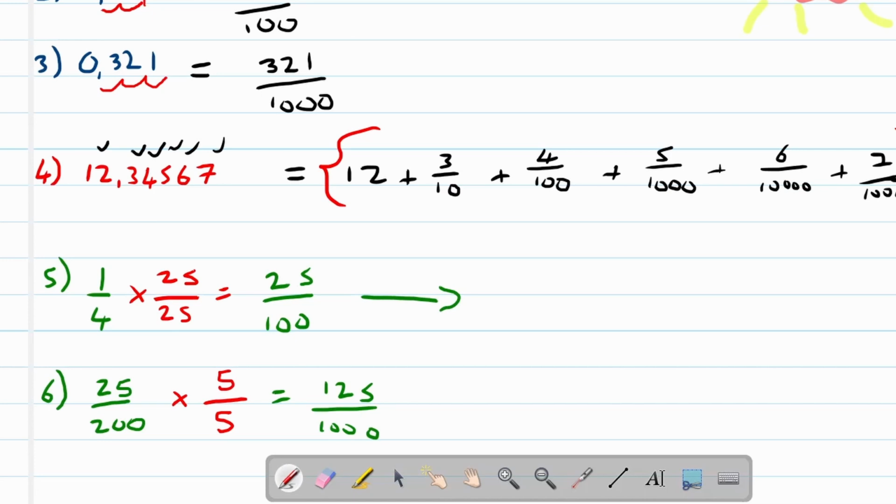Okay. Now we're not done yet. So once we get 25 over 100, we know the comma needs to move 2 spaces. So that is 0,25. Over here is divided by 1,000. So we know this will be 0,125.